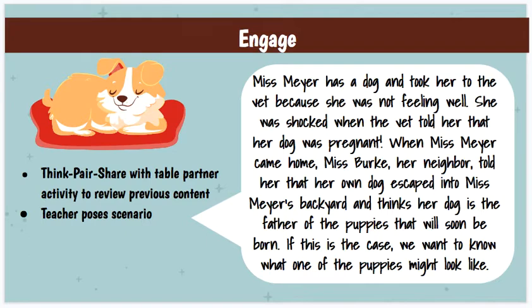For the engage, we would have students think about what we were learning, which was traits, and get into a think, pair, share with a table partner to talk about different traits that they learned. And then we would pose a scenario, which is Miss Meyer has a dog and took her to the vet because she was not feeling well. She was shocked when the vet told her that her dog was pregnant. When Miss Meyer came home, Miss Burke, her neighbor, told her that her own dog escaped into Miss Meyer's backyard and thinks her dog is the father of the puppies that will soon be born. If this is the case, we want to know what one of the puppies might look like.